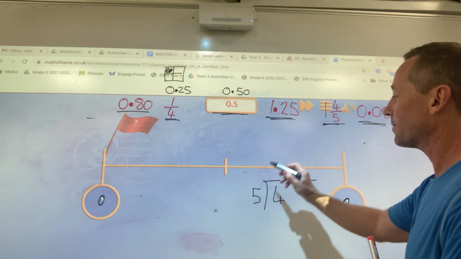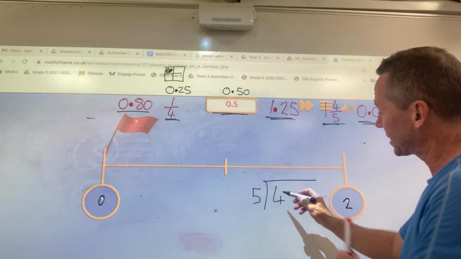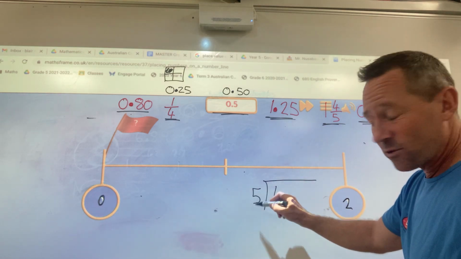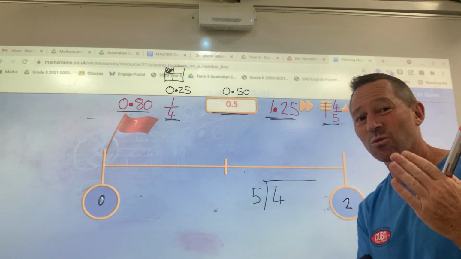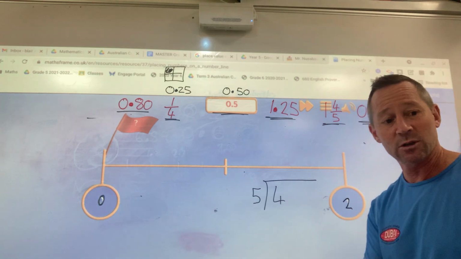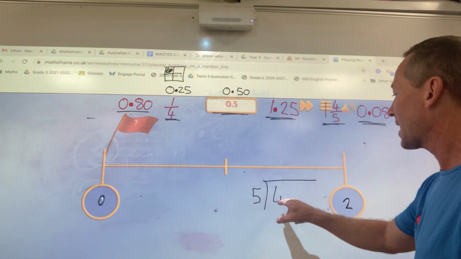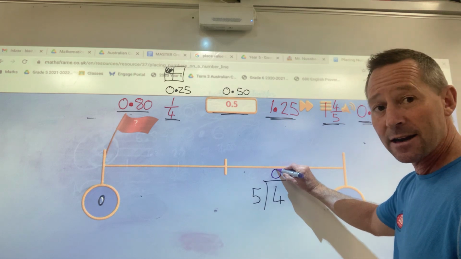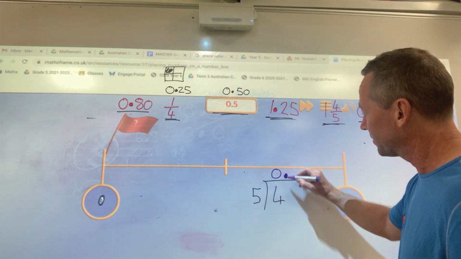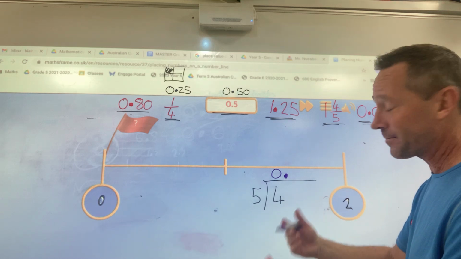So denominator outside, numerator inside. In this case, normally I've got 4. Can I divide that by 5? Not really. But because of the use of decimals, this is the way you do it. 5 can't fit into 4, so I put a 0. Then I put a decimal point, because 5 cannot fit into 4, not evenly.